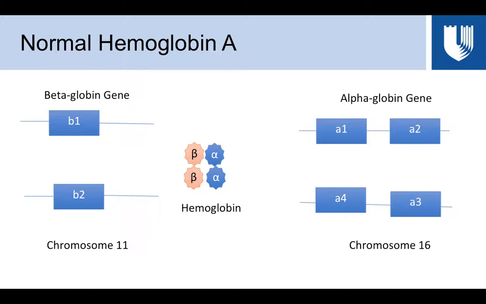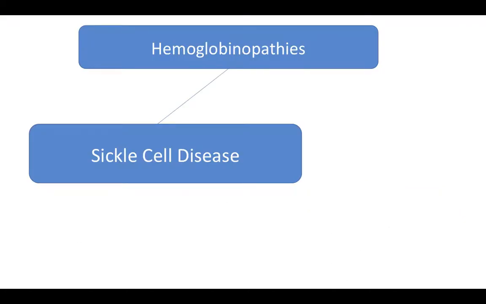Normal adult hemoglobin is called hemoglobin A. And hemoglobin A is made up of 4 subunits, 2 beta globin units and 2 alpha globin units. The beta globin units are encoded by the beta globin gene, which is on chromosome 11, and you inherit one of these from each parent. For the alpha globin gene, you inherit 2 genes from each parent, and that's on chromosome 11. So for sickle cell disease, that's a mutation of the beta globin gene.